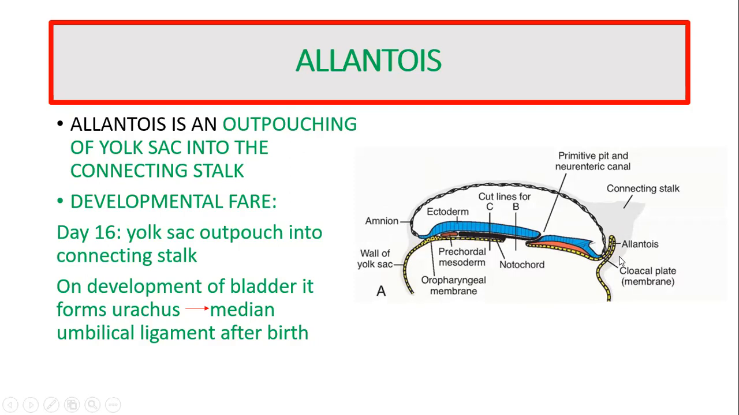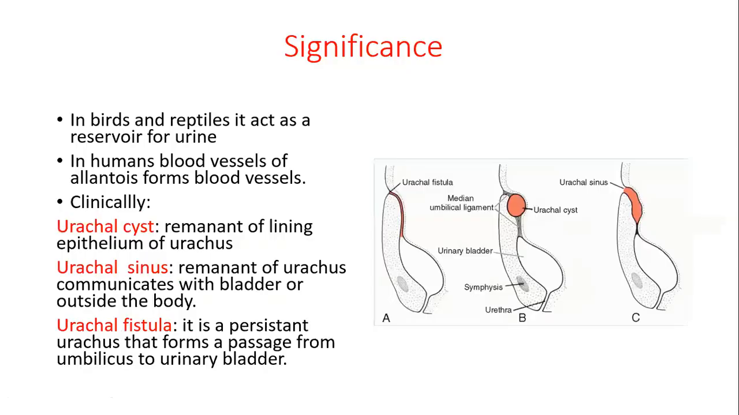On development of the bladder, it forms the urachus. Finally, after birth, this urachus will convert into the median umbilical ligament. So what is the significance of the urachus? In birds and reptiles, it forms a reservoir of urine. In humans, the blood vessels of the allantois will form the blood vessels of the umbilical cord.